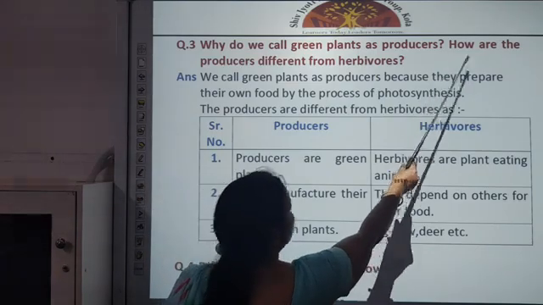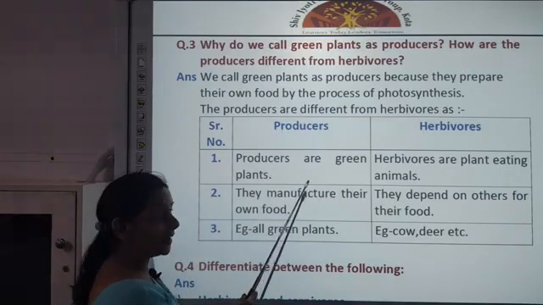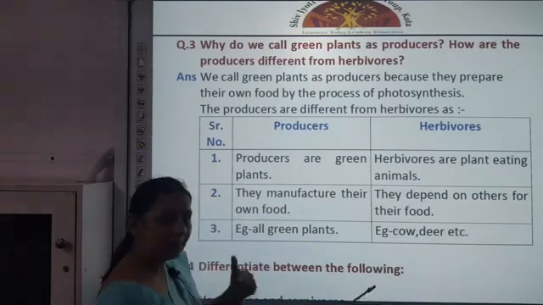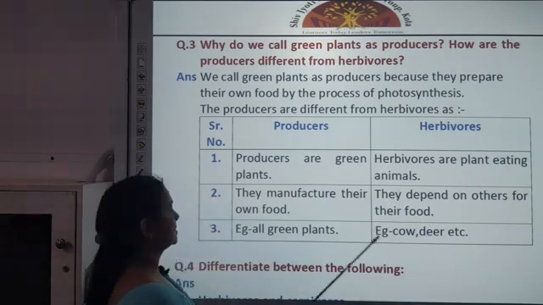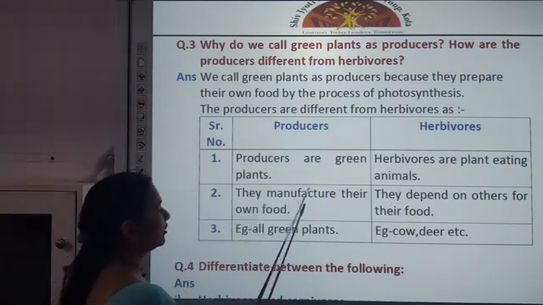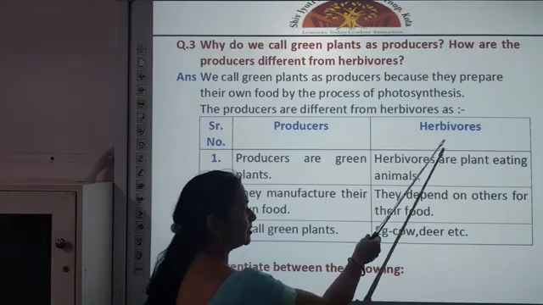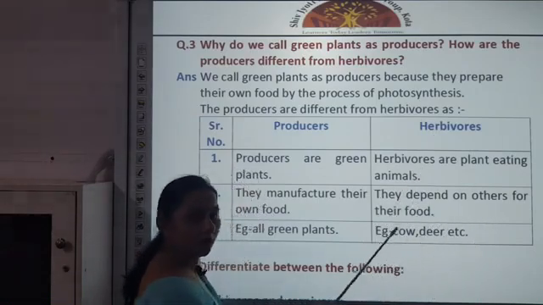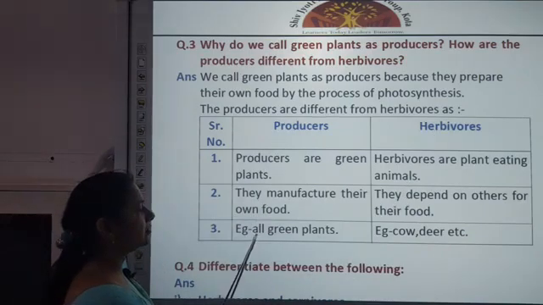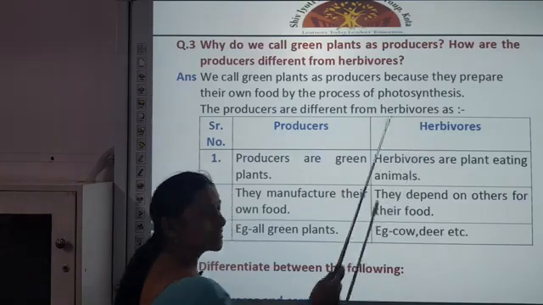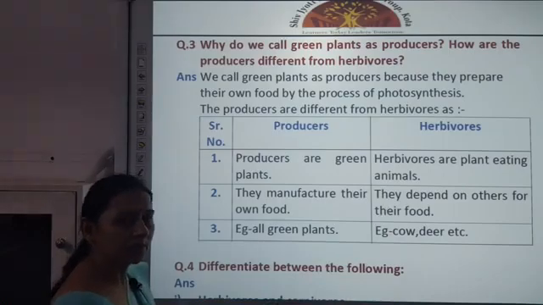Now, the second part of this question is, how are producers different from herbivores? Producers are green plants. Herbivores are the animals that eat plants, meaning herbivores are plant eating animals. Producers manufacture their own food, like the green plants, whereas herbivores depend on plants for their food. The examples of producers are all green plants, whereas the examples of herbivores are cow, deer, goat.